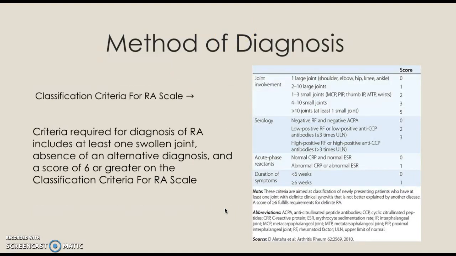So this is the scale that they use when they are looking to see if someone has RA. This is the classification criteria for RA scale. And in order to be diagnosed, you have to have at least one swollen joint, absence of an alternative diagnosis, and a score of 6 or greater on the classification criteria for RA scale.